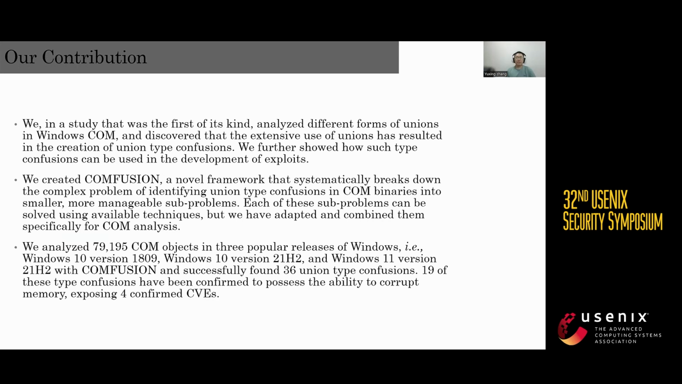We summarize our contribution as follows. We first analyze the different forms of units in Windows COM and how they result in the creation of unit type confusion. And we create ConFusion, a novel framework to detect unit type confusion in COM. We analyzed more than 79,000 COM objects and found 36 unit type confusions, exposing 4 confirmed CVEs.